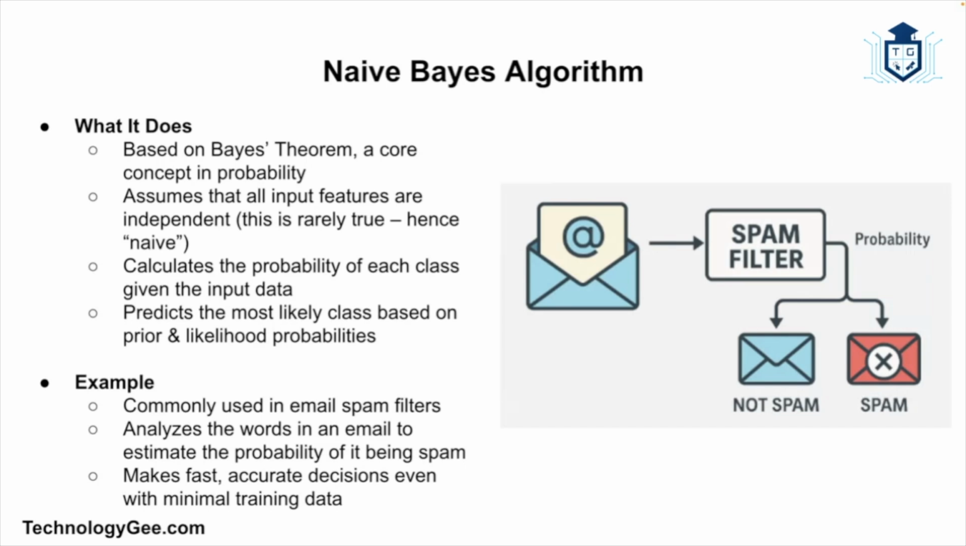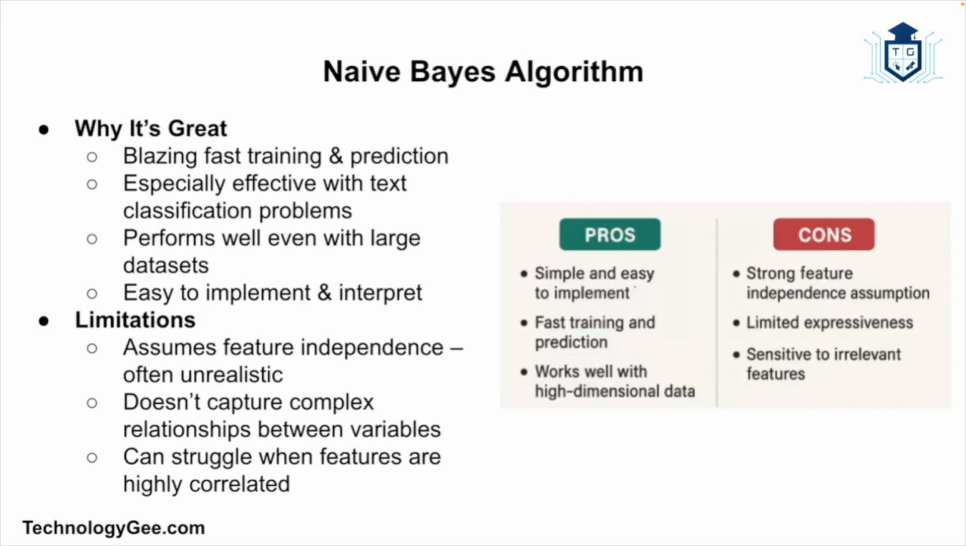They really like this algorithm because it calculates the probability that an email is spam based on the words in it. And exactly why is this great? Well, it's extremely fast and efficient. It works surprisingly well with text data, and it can handle large data sets. Now, its limitations: it assumes feature independence, and it is not great for complex relationships.